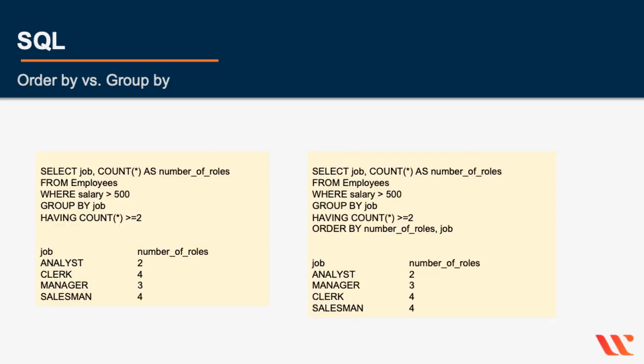So here you can see the differences. The first query: SELECT job, COUNT(*) AS number_of_roles FROM employees WHERE salary > 500, GROUP BY job and HAVING COUNT(*) >= 2. So in this case we have 4 results here, 2, 4, 3, 4 for analyst, clerk, manager and salesman. And then on the right here we can see the same query but with an ORDER BY, and then we have the number of roles and job. So in this case we're getting the same result, but that list is just ordered and sorted. It is sorted by the number of roles and the job.